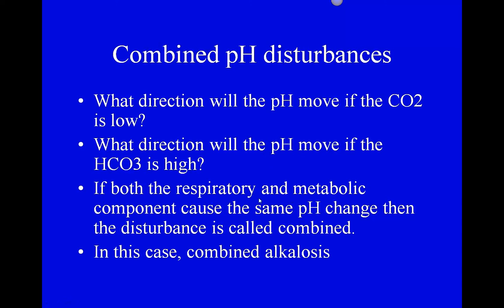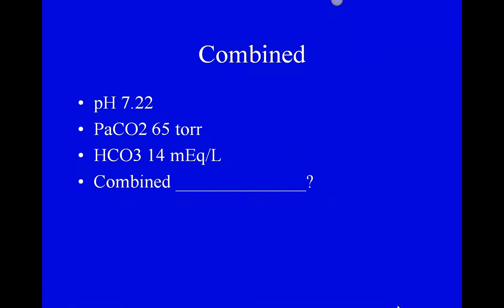What if both the respiratory and metabolic components, the lungs and the kidneys, are causing the pH change that's the same? In this case, if we had CO2 removal, we have an alkalosis, and we have saving of bicarb by the kidneys, or a person who ingested too much bicarb, we have an alkalosis. So if they're causing the same change in pH, we call it combined alkalosis.